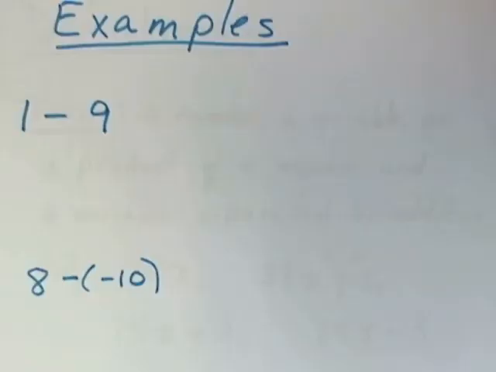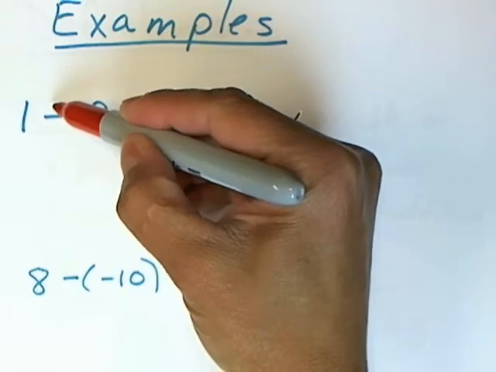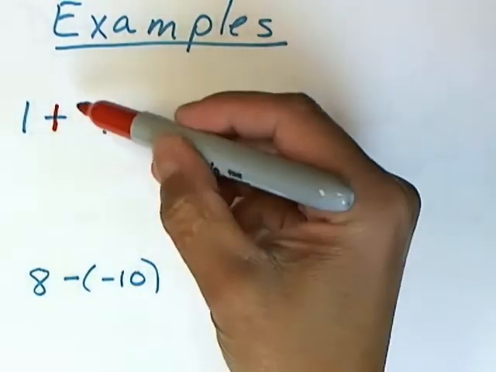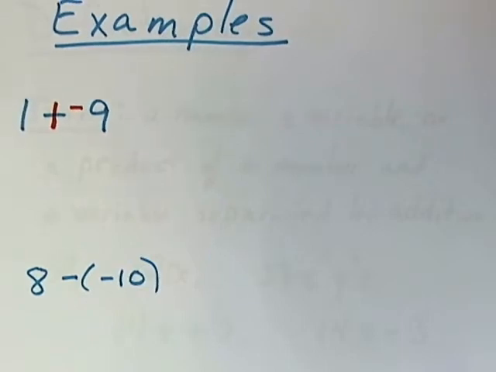Let's go through a few more of those examples to make sure that we understand. The first one says 1 minus 9. Once again, it's a subtraction problem, so I'm going to make it into an addition by the change. So the subtraction gets changed to an addition. The sign on the 9, there's nothing there, so it tells me it's positive, so I change that to a negative. So 1 minus 9 is the same thing as 1 plus a -9.